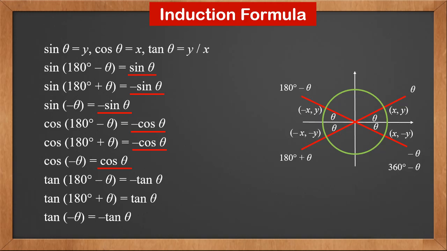180 degrees minus theta is in the second quadrant, and tangent is negative in the second quadrant. So tangent 180 degrees minus theta is minus tangent theta. 180 degrees plus theta is in the third quadrant, and tangent is positive in the third quadrant. So tangent 180 degrees plus theta is tangent theta. Minus theta is in the fourth quadrant, and tangent is negative in the fourth quadrant. So tangent minus theta is minus tangent theta.